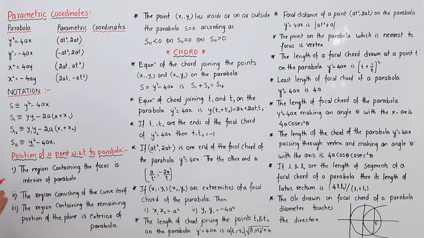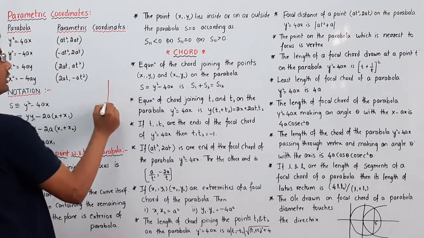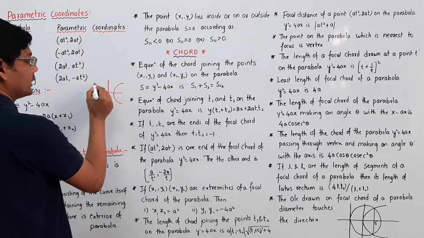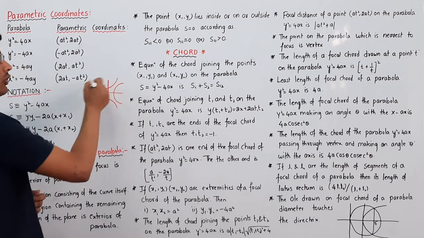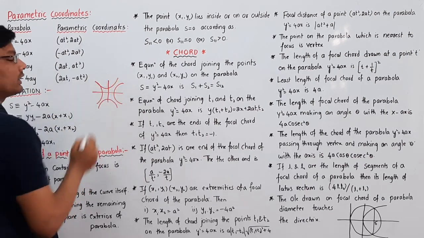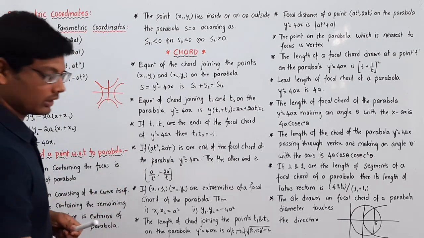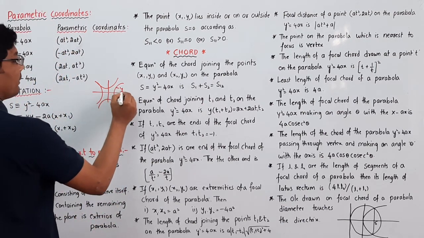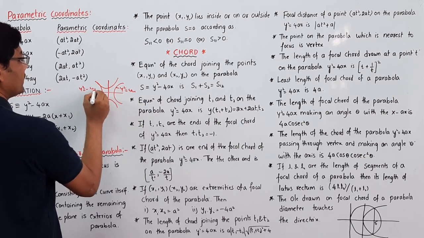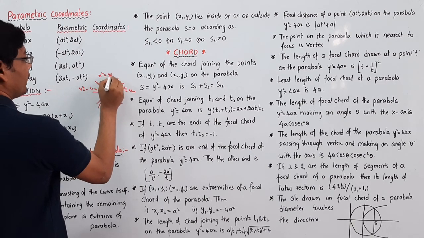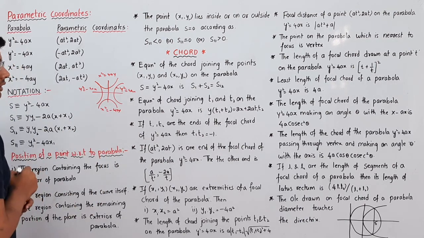The parametric coordinates. Here we have four types of parabolas according to the coordinate axis. This is one type, this is one more type, and this is one more type. So according to these four types, the first type is y square is equal to 4ax, this is y square is equal to minus 4ax, this is x square is equal to 4ay, and this is x square is equal to minus 4ay. These are the four types we have.